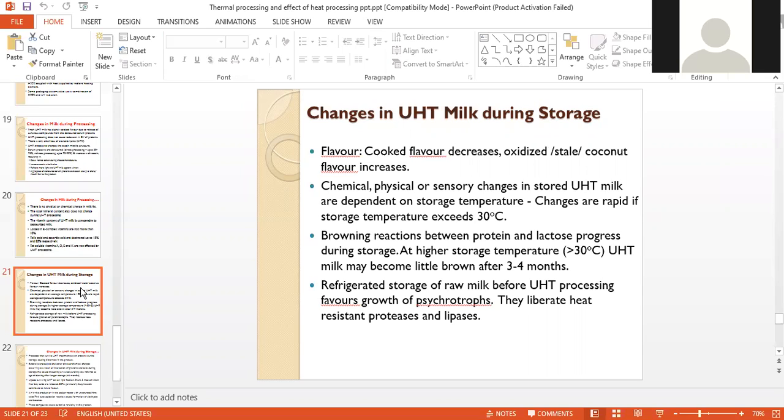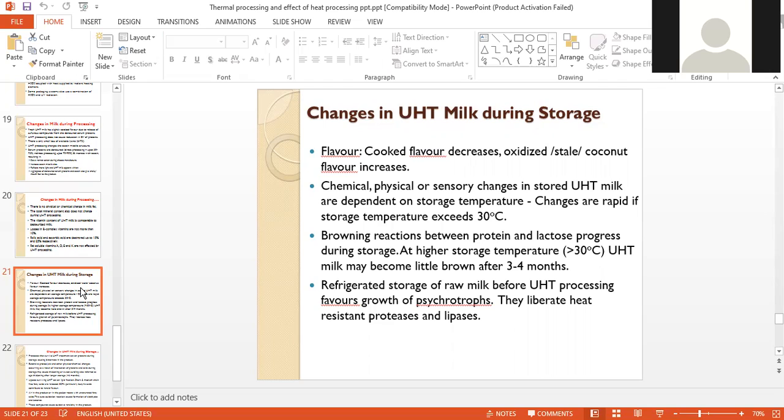So what are the changes that take place in UST milk during storage? We have already discussed that there is a cooked flavor that we can observe in UST milk due to the release of sulfide compounds, and the cooked flavor decreases when we keep the UST milk. The cooked flavor decreases, and oxidized, stale, and even coconut flavors increase.